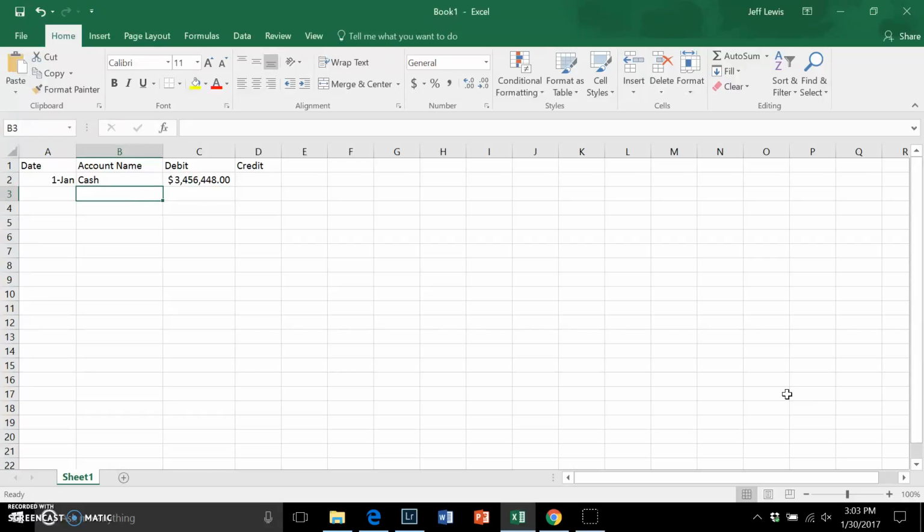Then the next account that you're going to also debit is discount on bonds payable, since the bonds were issued at a discount because their par value is $4 million. So discount on BP for bonds payable, and that amount is just the $4 million minus the $3,456,448, and that gives you 543,552.